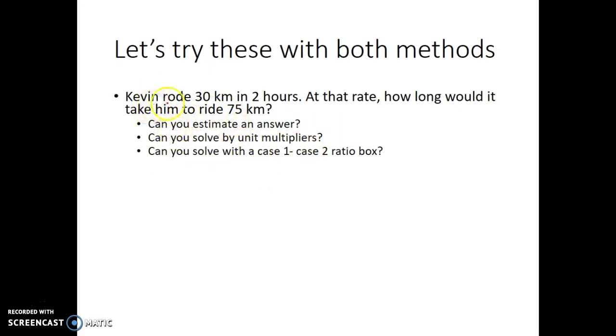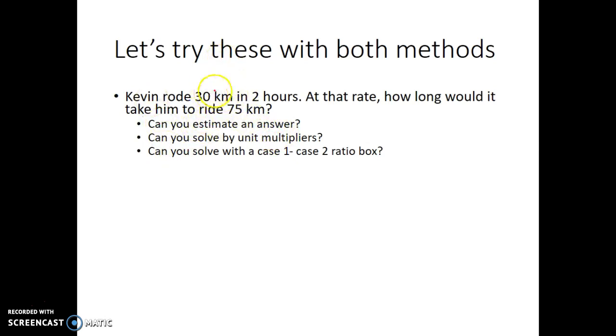So here's another problem. Kevin rode 30 kilometers in 2 hours. At that rate, how long would it take him to ride 70 kilometers? And I'm always going to suggest that you start by estimating an answer, because that way, if we do somehow get confused and things end up in the wrong direction, we might be able to catch that.